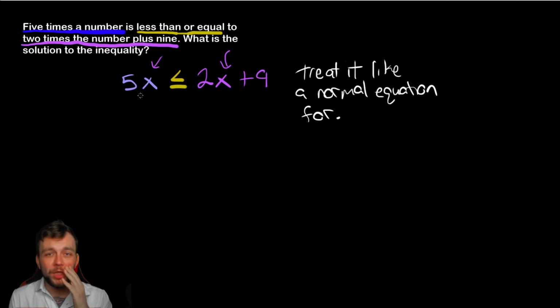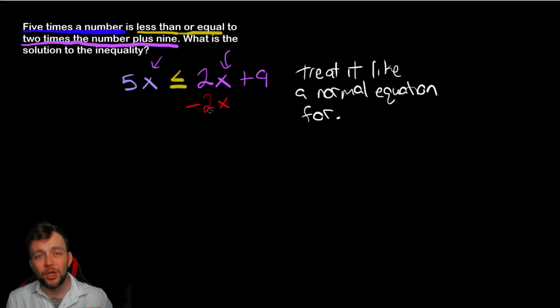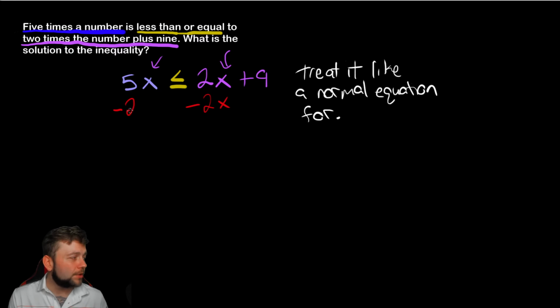So if this was a normal equation, what would you do? How would you first approach this problem? The very first thing that I would do, I would subtract 2x from this right side. We want to combine our like terms. We want to bring our variable and coefficient over together. So we're going to subtract 2x from both sides. And what happens to the 2x on the right side when you do this? You cancel them out. They get rid of each other, right?